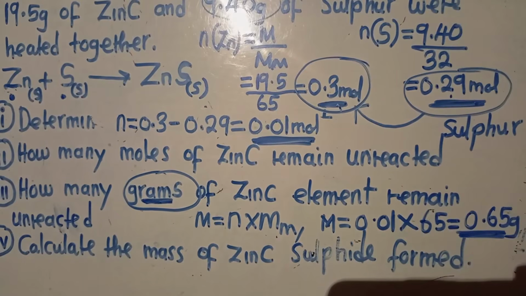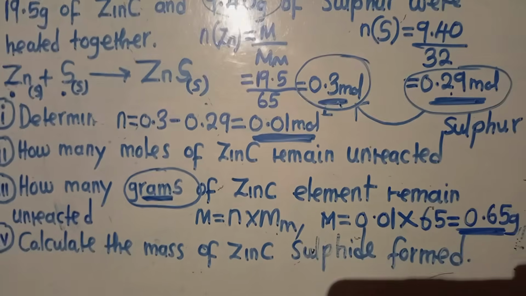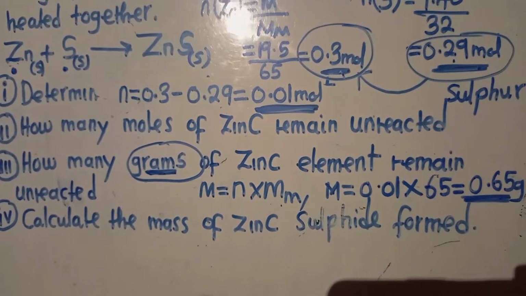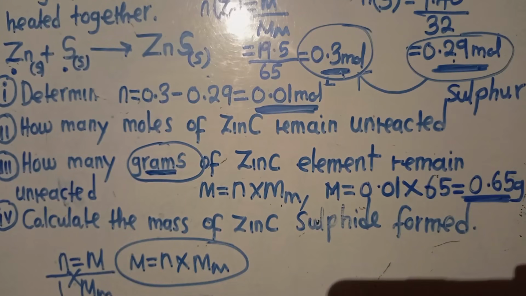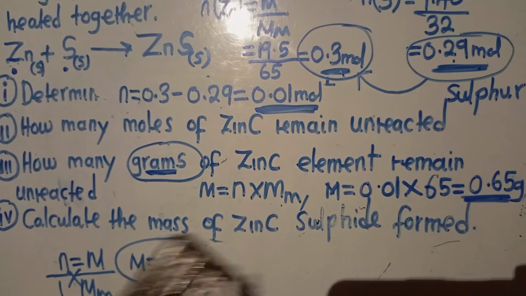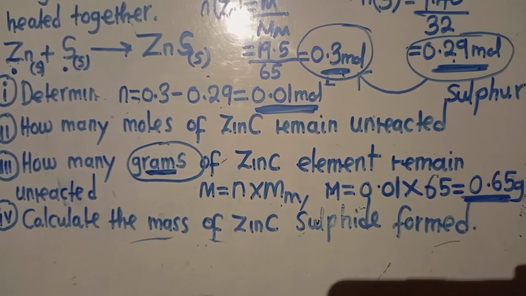This is how we need to calculate how many grams of zinc element remained unreacted. Maybe somebody is asking, where is this particular formula coming from? You know that number of moles is equal to mass over molar mass. So we say over 1, then cross multiply. What we get is mass is equal to number of moles times molar mass. These are some of the things you need to get and understand. Just like this, we are answering this question.